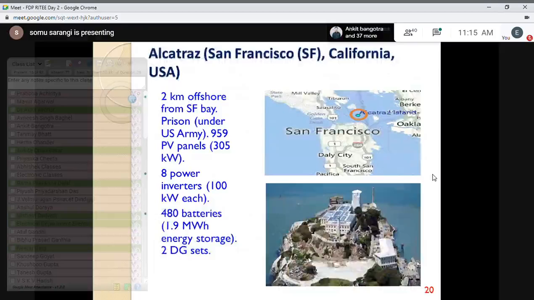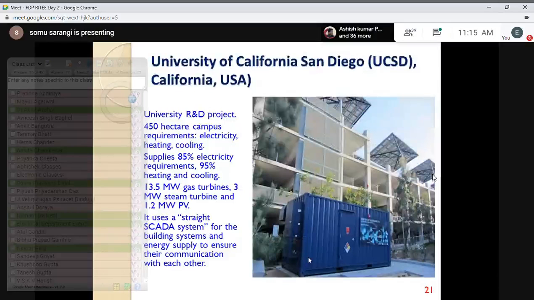In California, you observe that is the island. So we have a microgrid with 8 power inverters of 8 kilowatt each and 480 batteries of energy storage. Similarly, at the University of California in San Diego, USA, we have a university research and development project on a 450 acre campus. It is also built with a SCADA system for energy management.